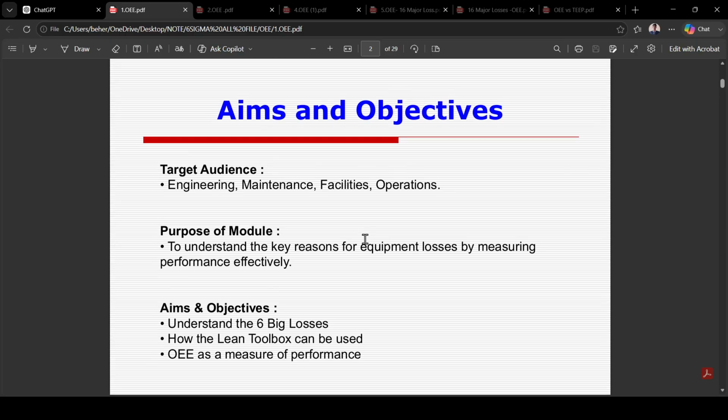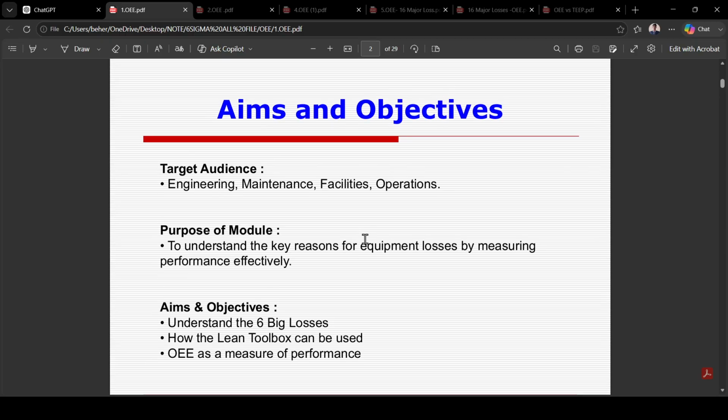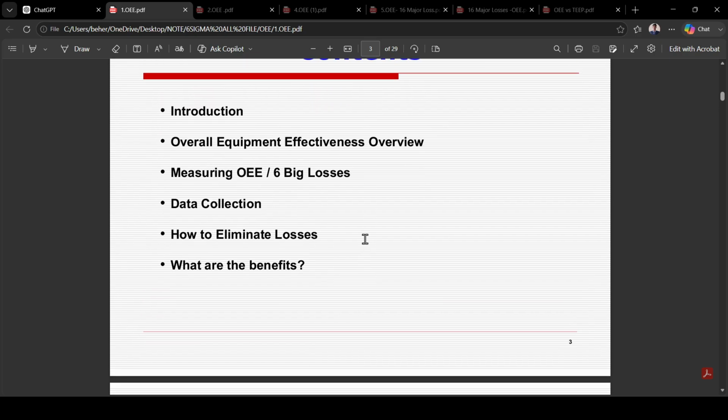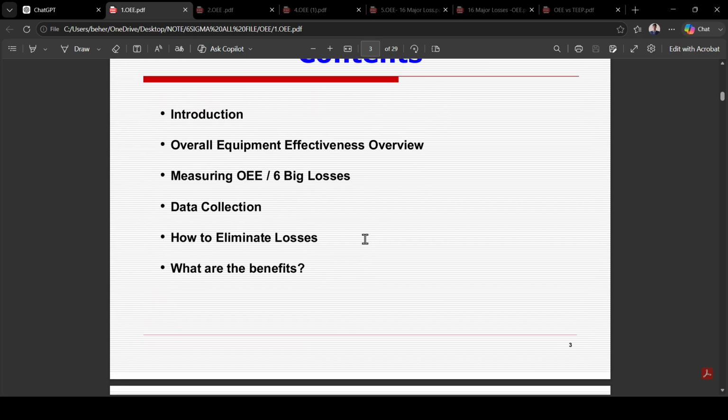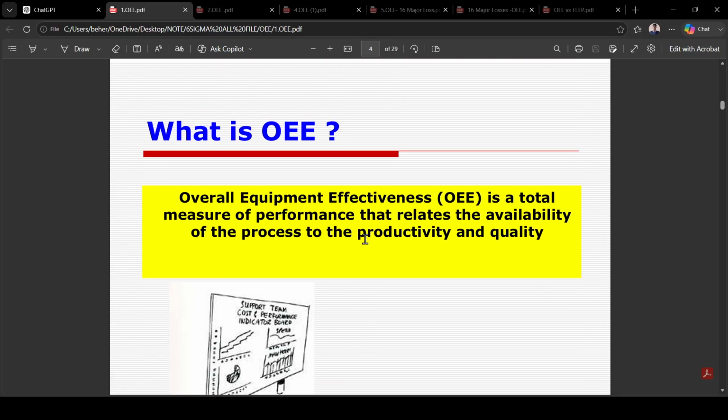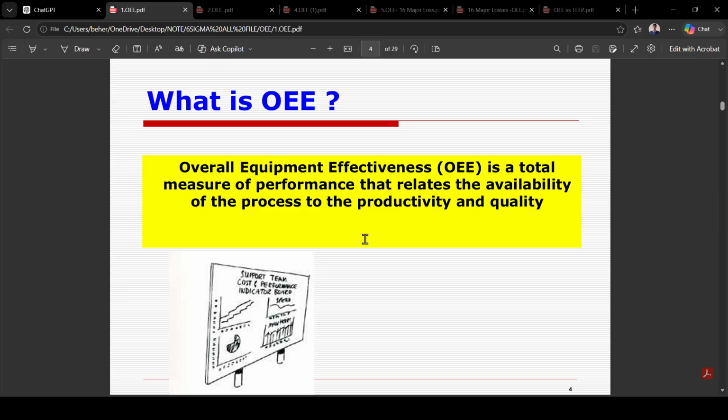So these are the aims and objectives of overall equipment effectiveness. And the contents are: introduction, OEE overview, measuring OEE and the six big losses, data collection, how to eliminate losses, and what the benefits are. Then he explained what OEE is. OEE, overall equipment effectiveness, is a total measure of performance that relates the availability of the process to the productivity and quality.